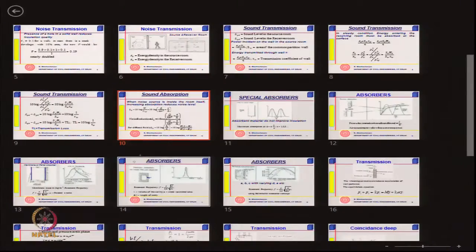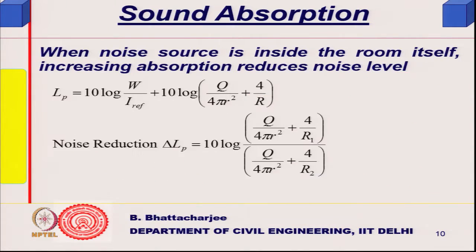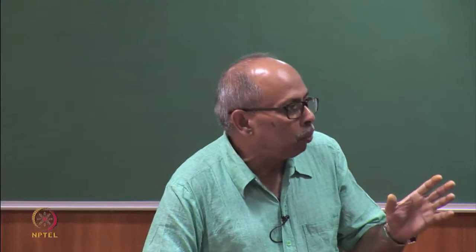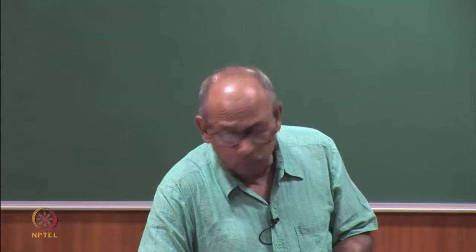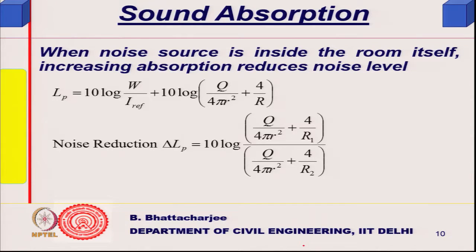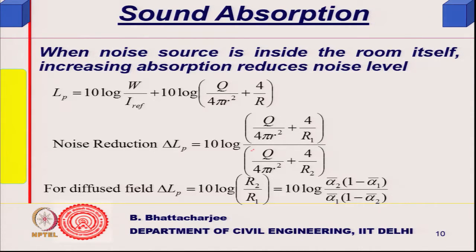So, that is what we have done, and that is 10 log q by 4 pi, so I can write it like this. So, delta LP, LP 1 minus LP 2, initially it was LP 1 and then it changed to LP 2 when I have changed the R 1 to R 2. So, this will be the ratio, and if the distance is sufficiently large, only diffused field I am looking at, then simply for diffused field only. So, when r is sufficiently large beyond room radius, I am not really interested in this part, only this part, this will be 10 log r 2 by r 1, because 4 will cancel out, I will be left with 10 log r 2 by r 1, right.